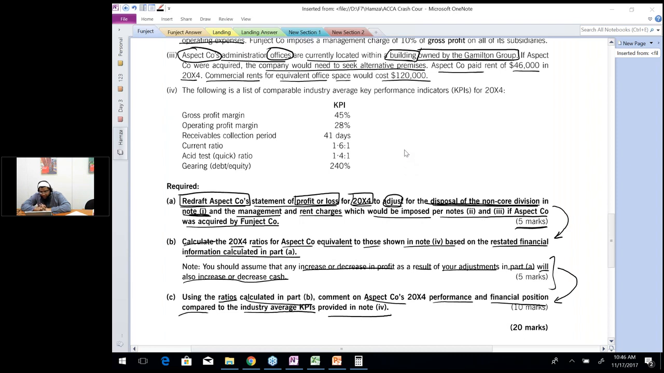Okay. This one question. So can we say we less those items added before and add those items not included in the profit statement? Yes, exactly. Thank you, Hamza Ali, for the value.